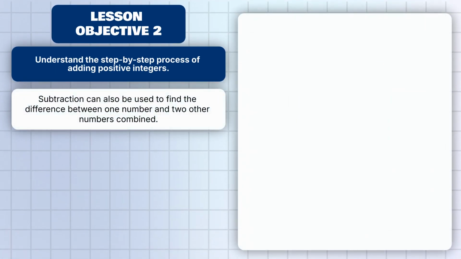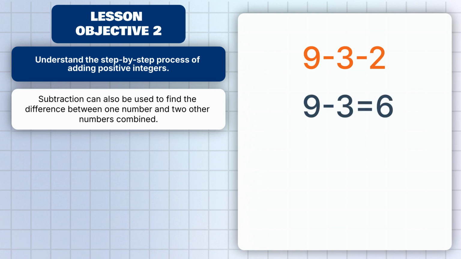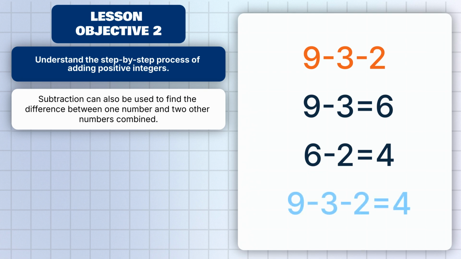Subtraction can also be used to find the difference between one number and two other numbers combined. For example, say we have 9 minus 3 minus 2. We can handle this step by step. First, we do 9 minus 3, which equals 6. Then, we do 6 minus 2, which equals 4. So the result of 9 minus 3 minus 2 is 4.